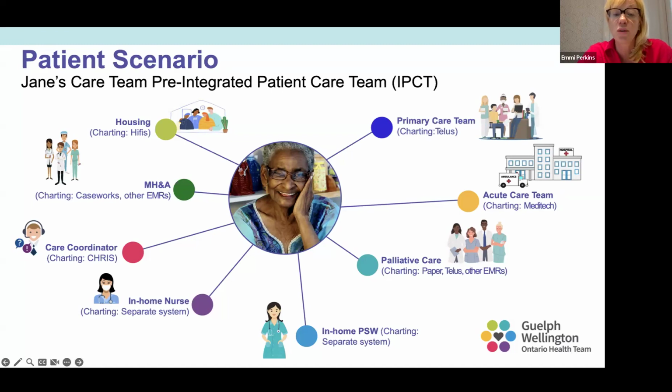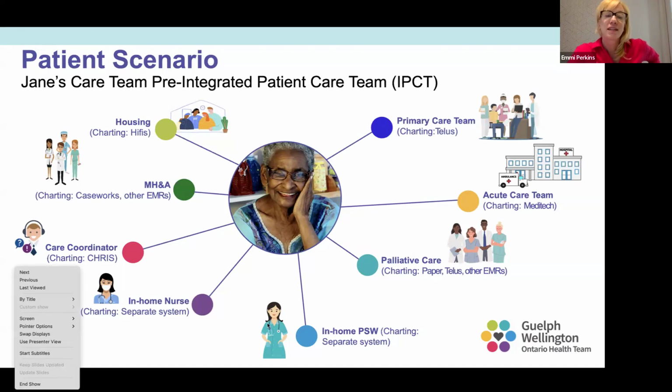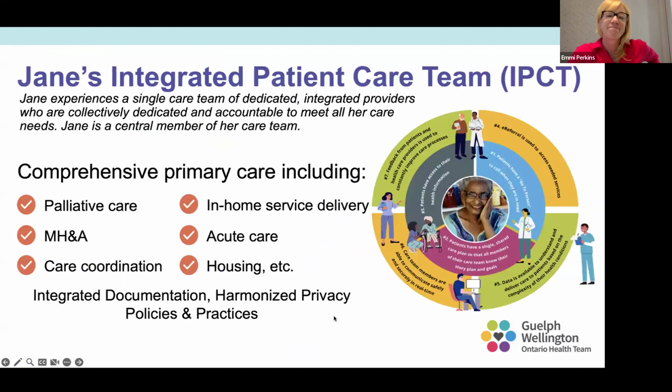And so Jane's ask to us was to please simplify her care team. She said, I would like one care team consisting of providers who know me, who know each other, and who I can contact when I am most in need. So it was with that request from Jane and others like her that we set out on our journey to develop the integrated patient care team model. Next slide.